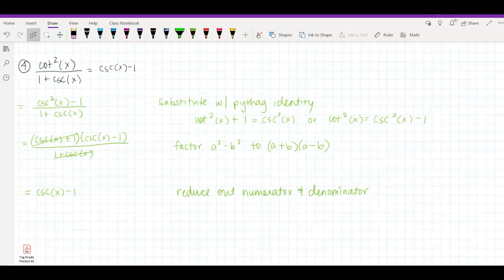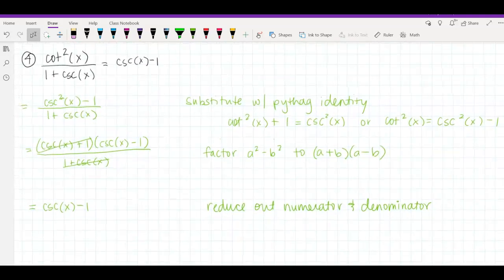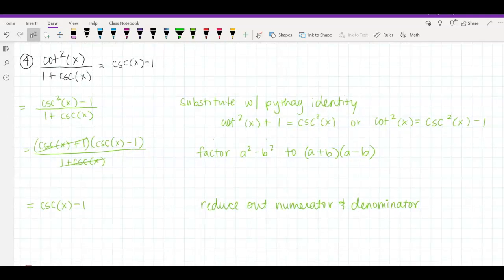So then the final problem is pretty short too. First thing I'm going to do is use my Pythagorean identity to replace that cotangent squared with cosecant squared minus 1, because there's cosecants in the denominator and where I'm trying to go. And then again, that's that a squared minus b squared value. So I factor that into a plus b, a minus b. So cosecant plus 1, cosecant minus 1.